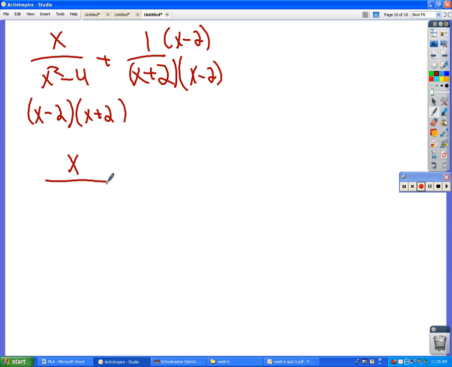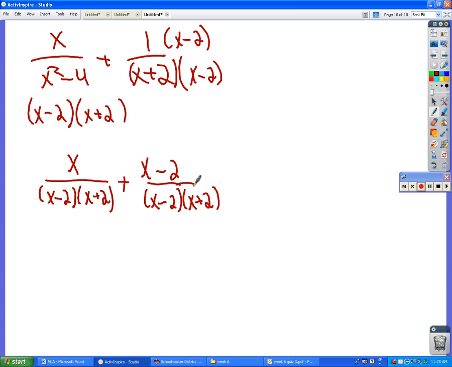So that leaves me with x over x minus 2 times x plus 2 on the left, plus, now I'm distributing a 1, so that's easy. 1 times x is just x, and then 1 times minus 2 is minus 2, and that's also going to be over x minus 2 times x plus 2. Okay? Right, so now x plus x is 2x, not x squared, because it's not multiplication.